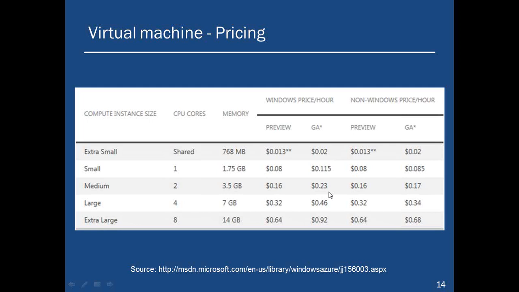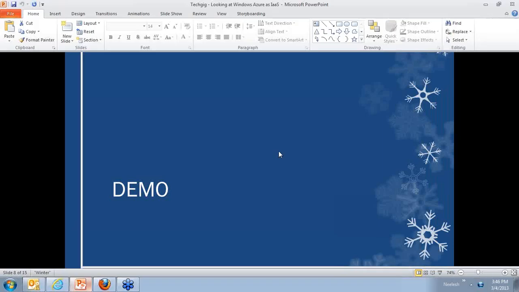As I mentioned earlier, you can see from this stage, even from here, small, medium, large, extra large. You should not be surprised why Windows VMs, Microsoft being itself, are costlier than the Linux VMs, the non-Windows VMs. As I told you, these VMs also include the licensing cost of your Windows Server. So let's move on to the demo now.